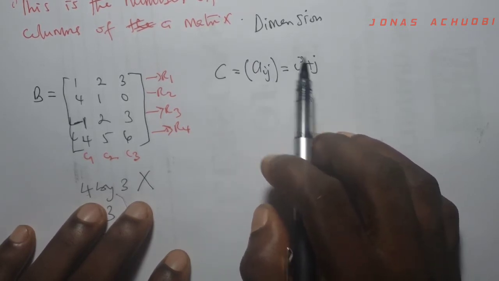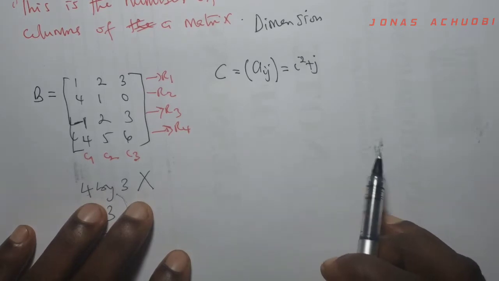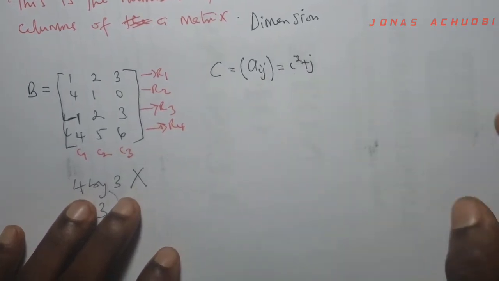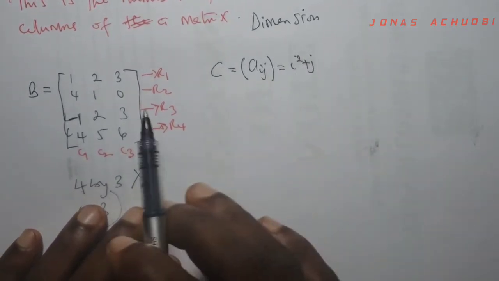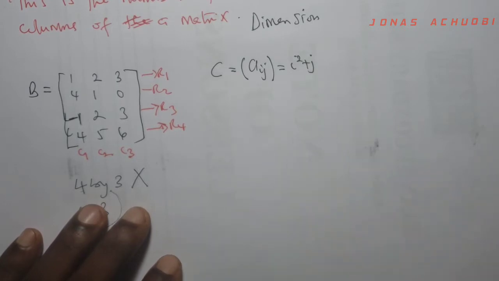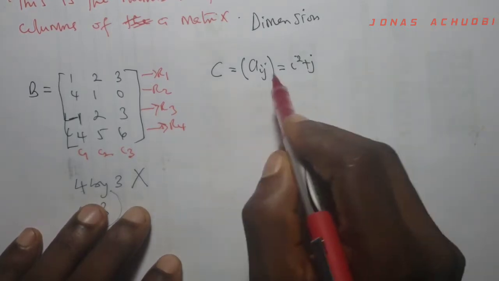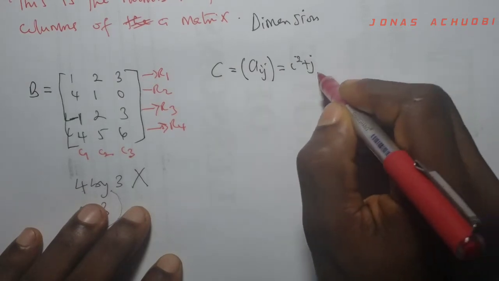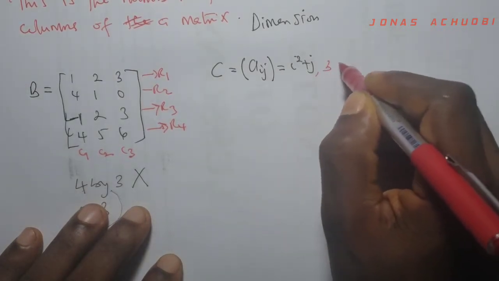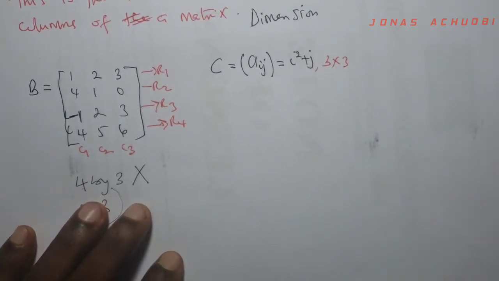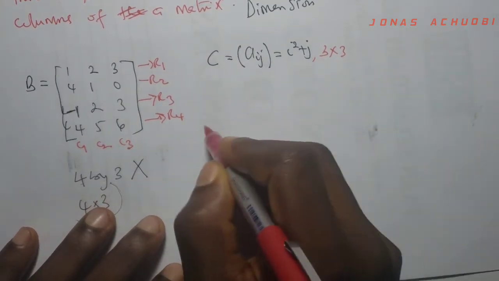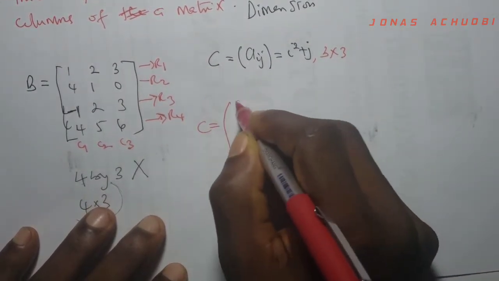What is I? Row squared plus J. J is the column. So with this definition of a matrix, we can construct a matrix of any order or dimension. For instance, we can construct a matrix of order, let's say, 3 by 3. And how would that look? A matrix of order 3 by 3 looks like this.